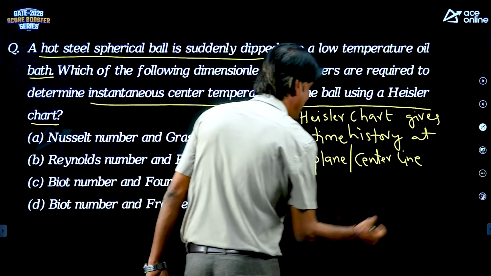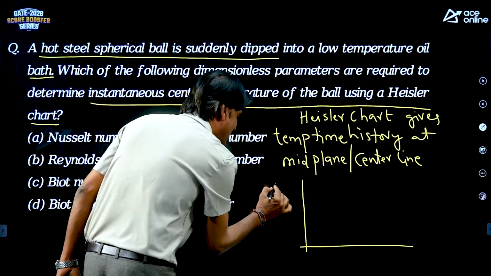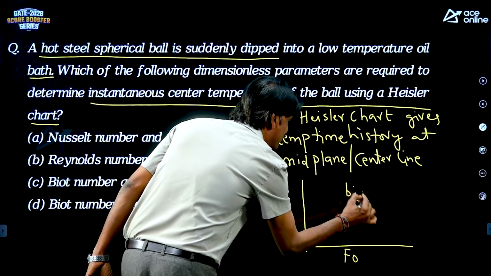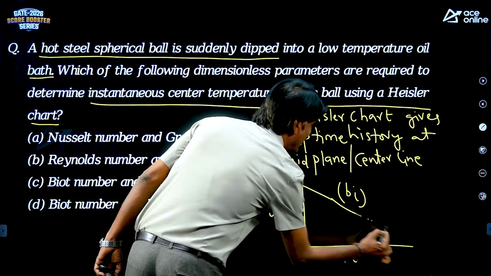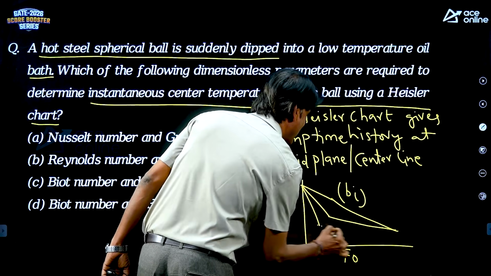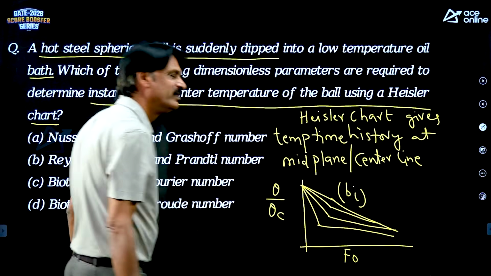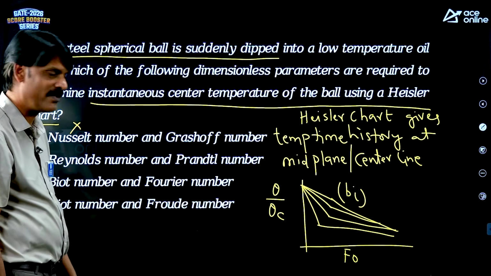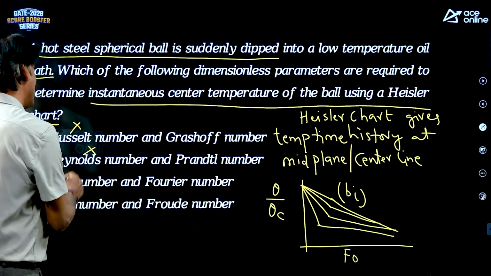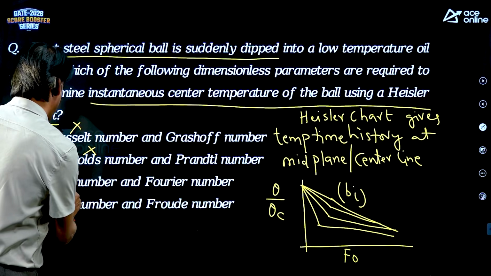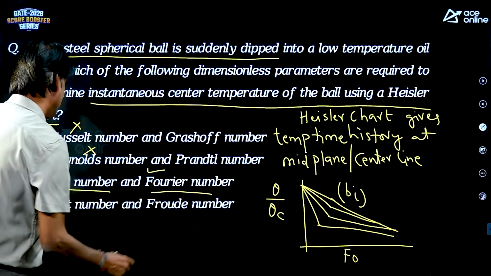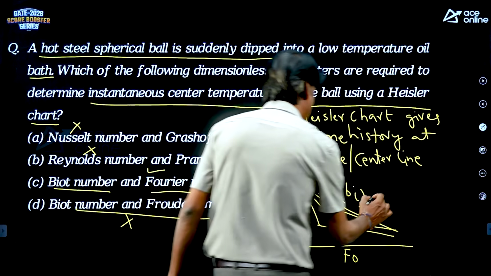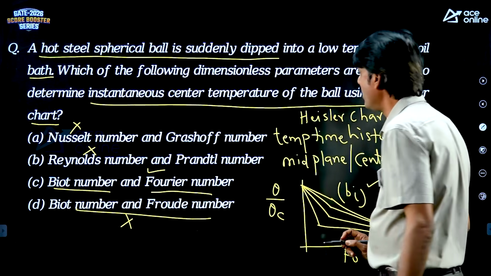And if you are looking at it, it is drawn between theta by theta c, Fourier number and Biot number. If you are looking at that chart solutions, so, answer Nusselt and Grashof, wrong. Convection it is. Reynolds number and Prandtl number, convection. Biot number and Fourier number, correct. Biot number and Froude number, wrong. Answer is Biot, Fourier is your Heisler chart.